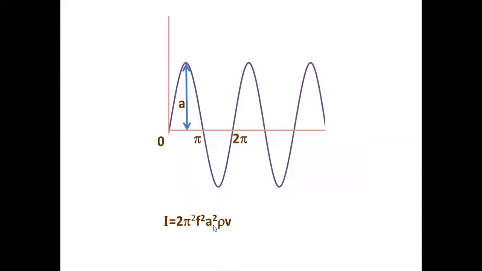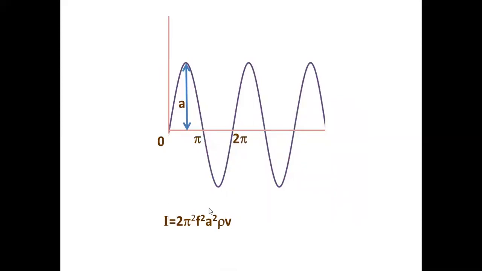Why, sir? Only this term is enough? Why? What about frequency, rho, V? Of course, they are needed. But when you study superposition, amplitude, how does it control the intensity? That is the only factor which is needed. Intensity is directly proportional to the square of the amplitude. That is the most important thing that we need.